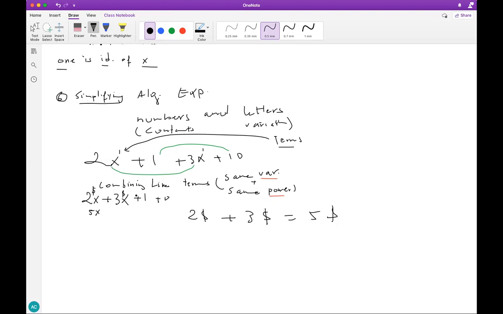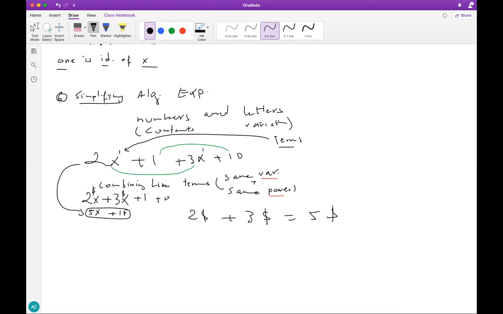And we combine the constants, positive 1 plus 10 would be positive 11. And that's it. We just simplified. See how this expression was so long? We had 1, 2, 3, 4 terms. Basically, we simplified it, hence the word simplifying here, into something much smaller and easier with only 2 terms.